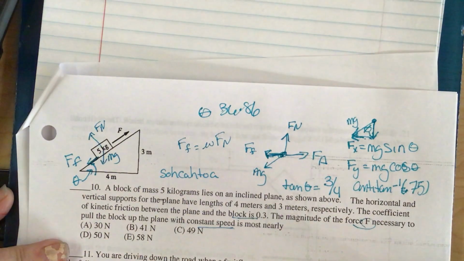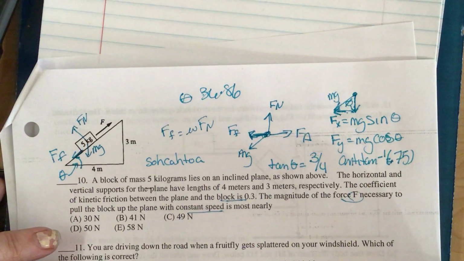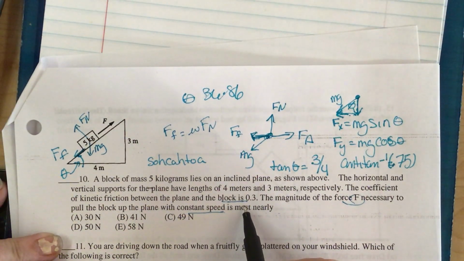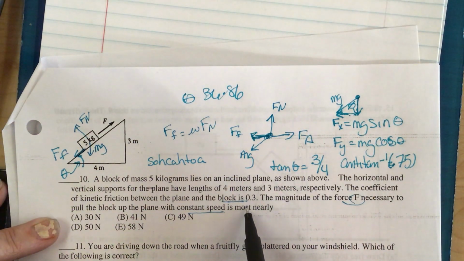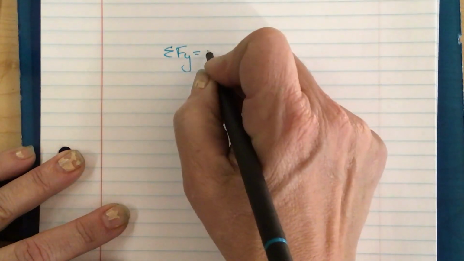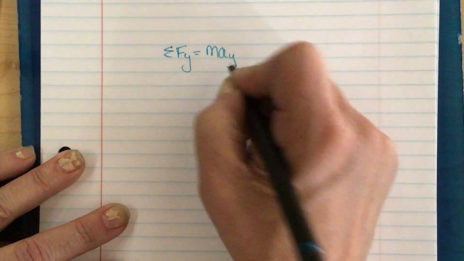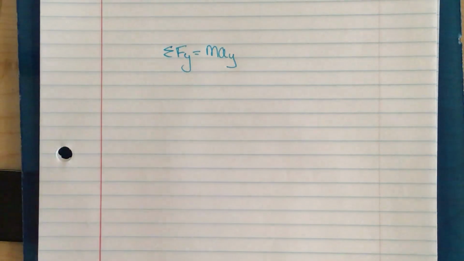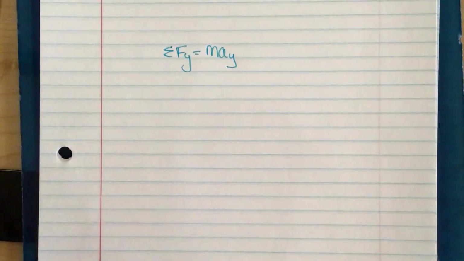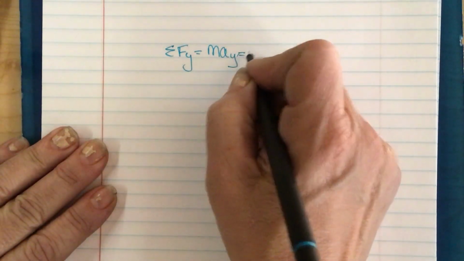So we have everything now to start doing the sum of the forces, right? And we have to think about the y direction because we need to know about friction. They gave us mu as 0.3, and so we're going to calculate the force of friction first. All right, so I'm going to move over here. So the sum of the forces in the y direction is equal to mass times acceleration in the y direction. And we know that's 0 because it's in contact with the surface. Yeah? So that's equal to 0.